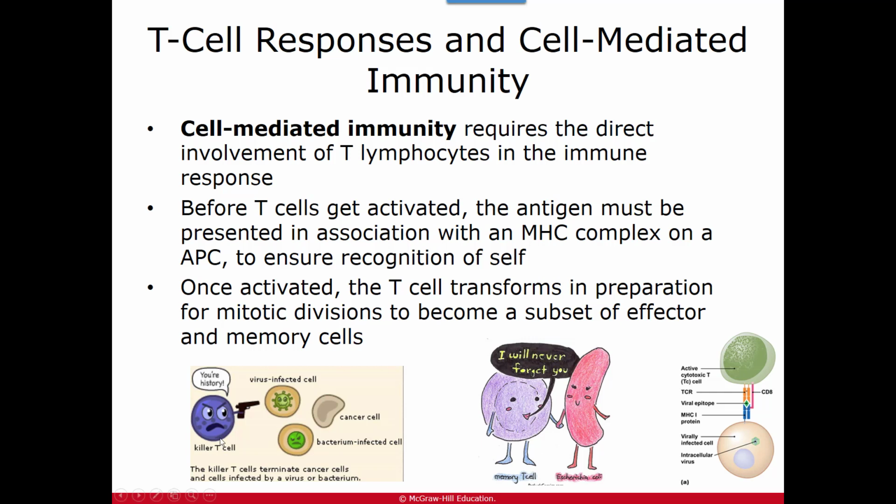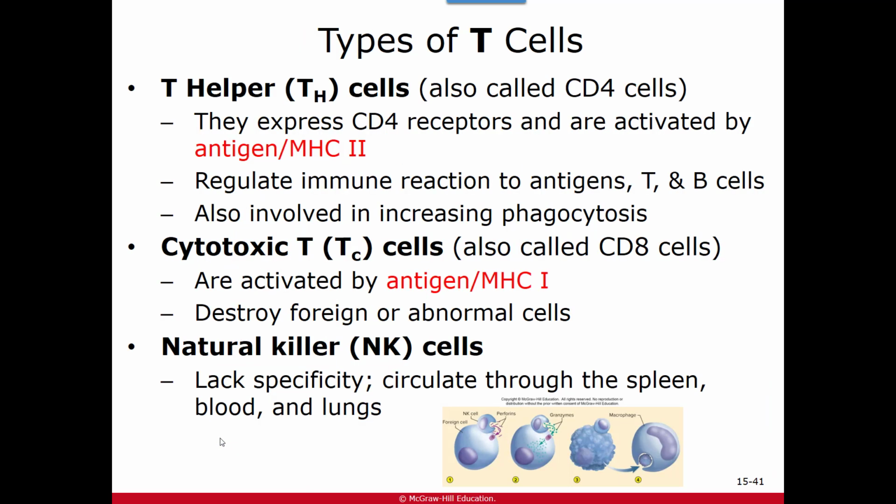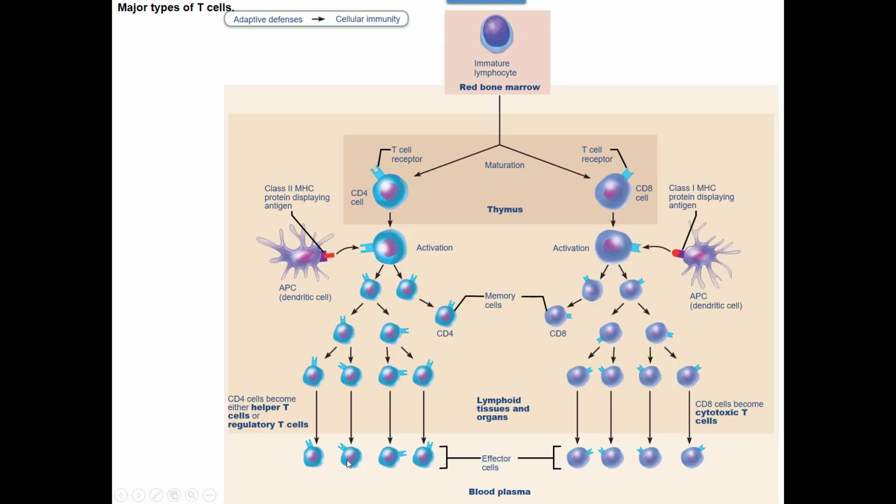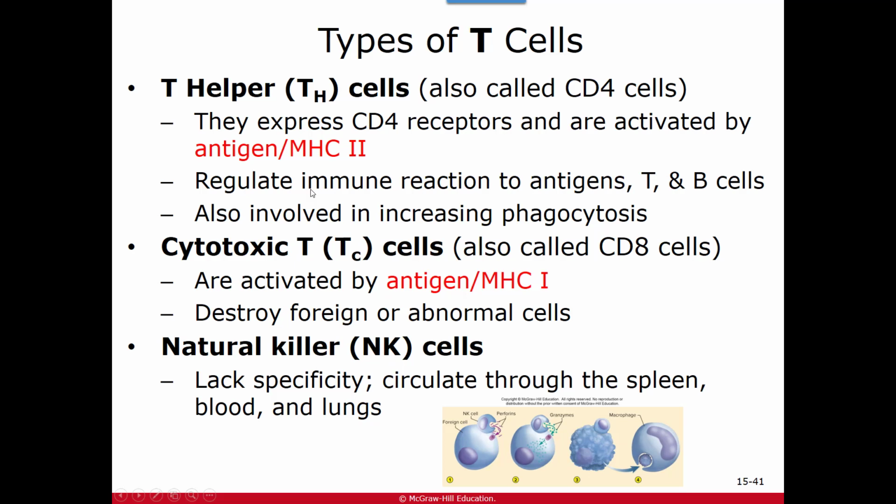There are several different types of T cells. The T helper cells, also called your CD4 cells, are activated by the MHC2. I'm going to go back to this one. Your T helper cells are activated by the MHC2. And their main job, again, they're called helper T cells for a reason, and it's because they help regulate and activate to different antigens, but they can also help regulate T cells and B cells.